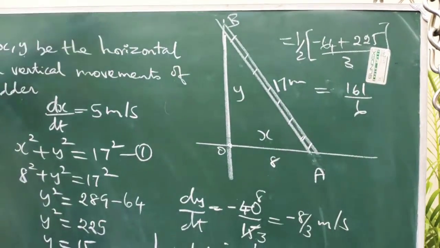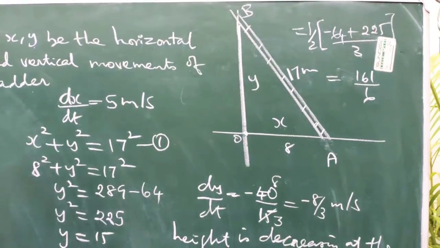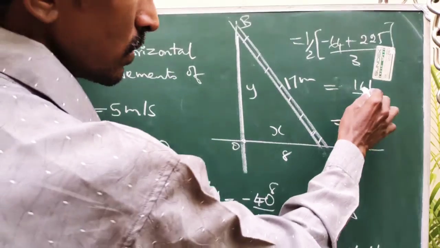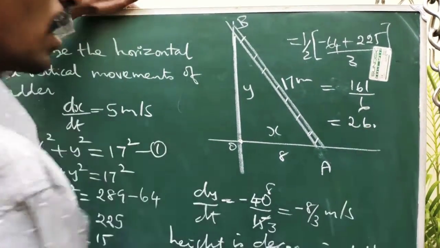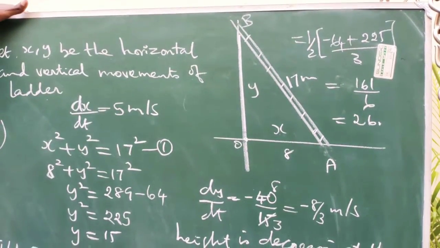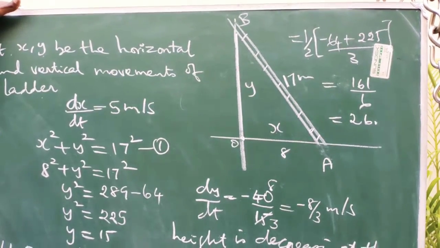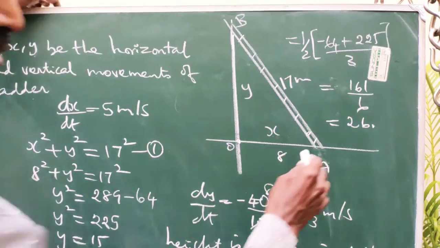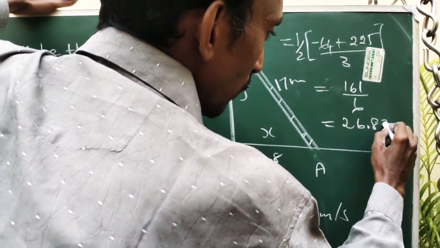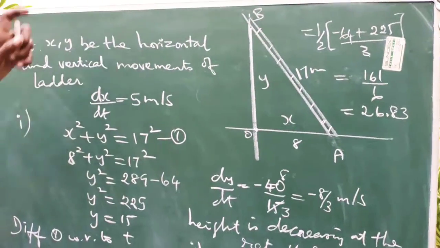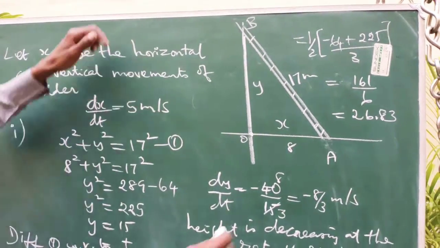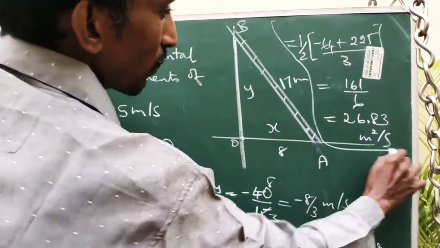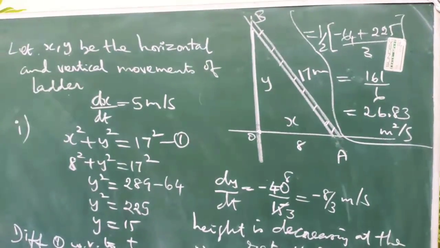2 into 3 is 6, so divided by 6. 6 times 26 is 156, remaining 5, so approximately 26.83. So put the units, meter square per second. So that is the answer for the second subdivision.